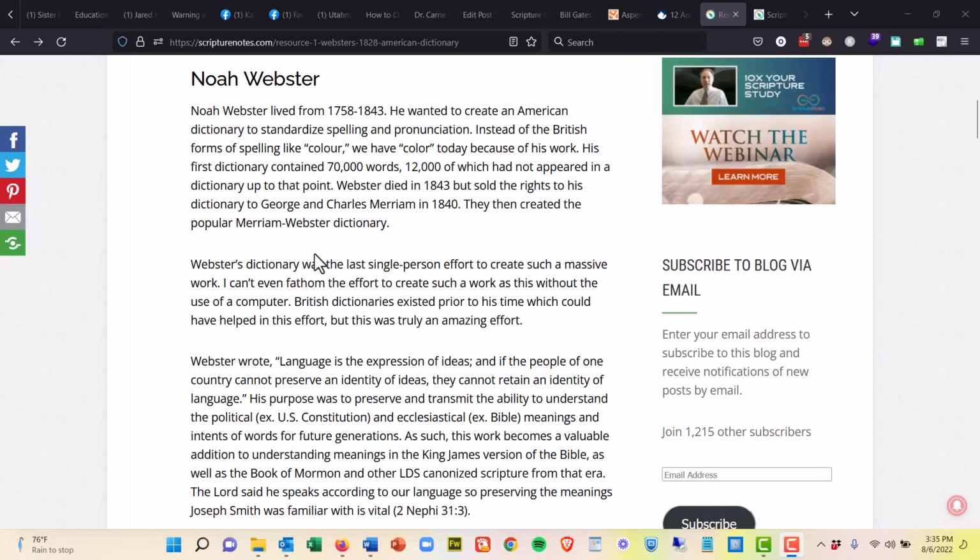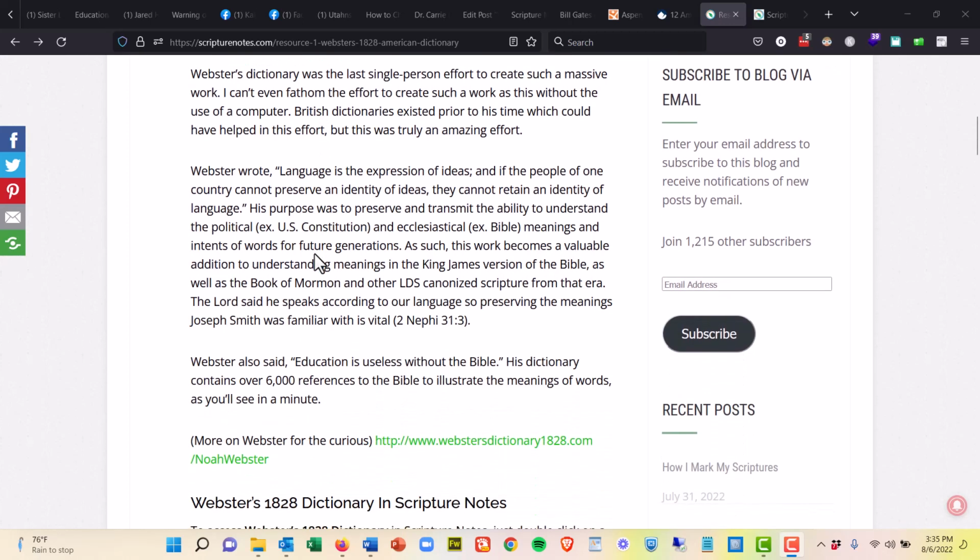And the primary reason that he had for doing this, he said, language is the expression of ideas. And if the people of one country cannot preserve an identity of ideas, they cannot retain an identity of language. So essentially, he wanted to make sure that if definitions of words changed over time, the meanings of what those words meant to the people who created things based on certain definitions would be preserved.